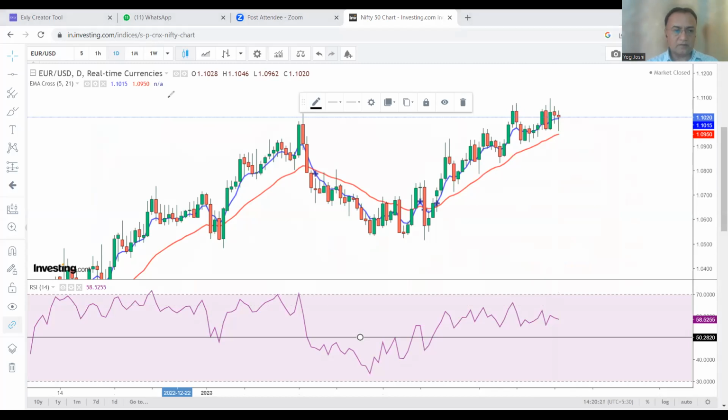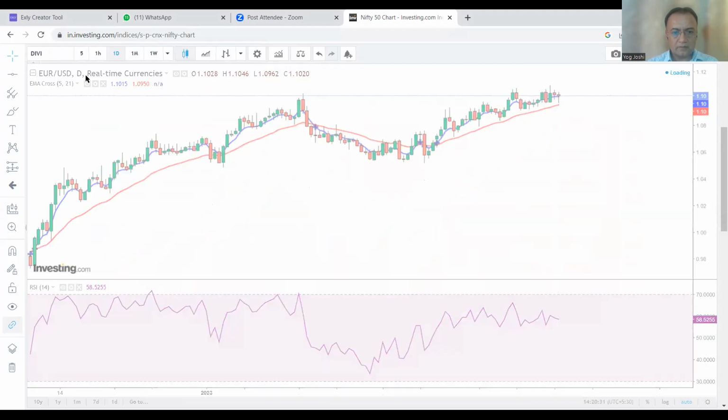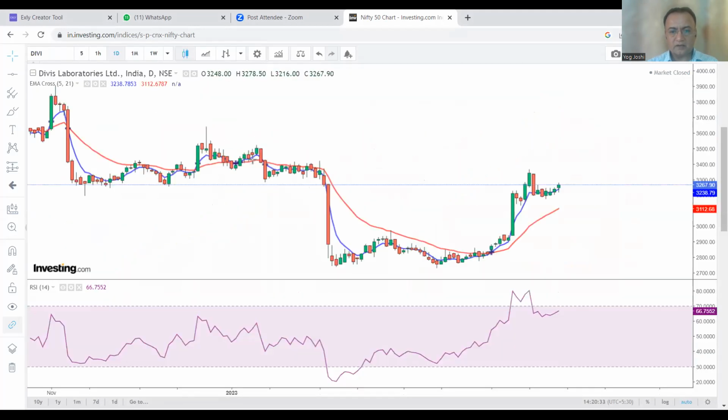Davis Lab. Okay, fine. Davis Lab. ICICI Bank, Sensex. Okay. So what does Davis Lab tell us?